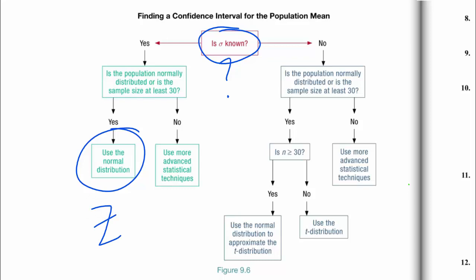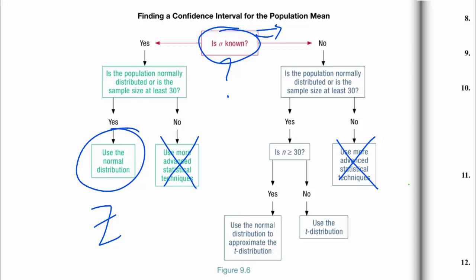If it's not, then it doesn't really apply for a traditional Stats 101 class, or in this case 2341. You'll do more of this stuff in grad school or in an advanced stats class. All right. If you don't know sigma, now we're going the other way. Then we have to ask the question, is it normally distributed, or do we have a large sample size? If it is not, then same thing, more advanced techniques, we're not going to worry about that. If it's normally distributed, or we have at least a 30 sample size, we can keep going.